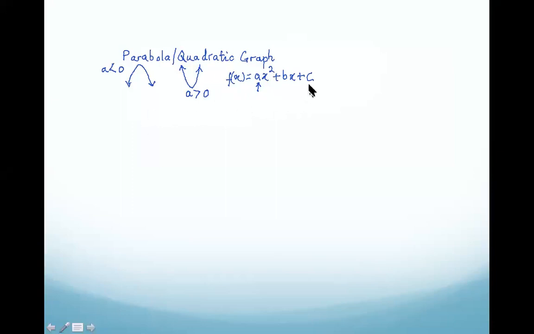Now, the c here, it's not always c. Any other person can write w, k, any alphabet here. Now, this c here is called the y-intercept. So the y coordinate of the y-intercept. What does it mean? It is where the graph cuts the y-axis. We're going to look at that very shortly, so don't worry about that.